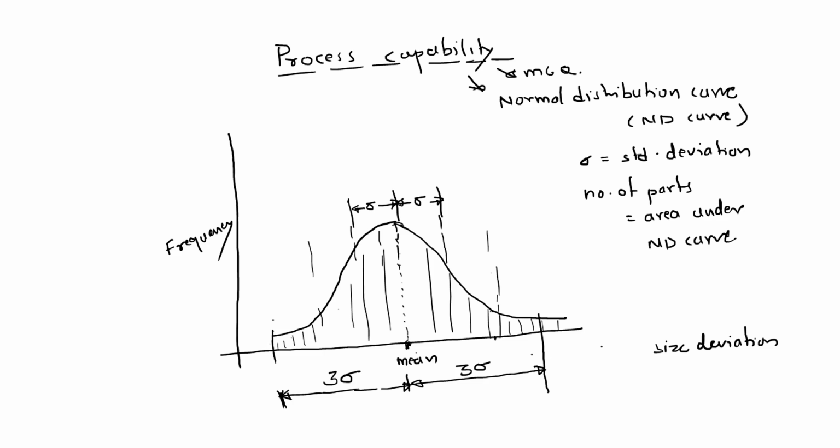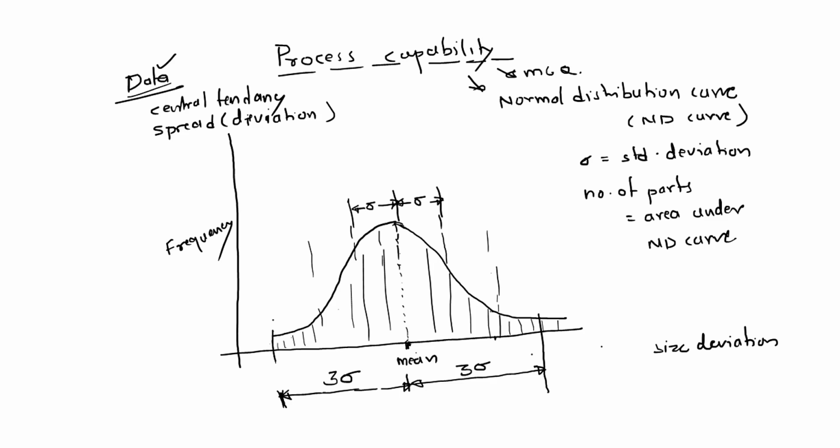Actually, any data, even if it is in the field of engineering, can only be defined completely using 2 parameters. At least 2 parameters are necessary. One is the central tendency. Another is the spread, or you can call it the deviation. These 2 parameters are required to completely define data.